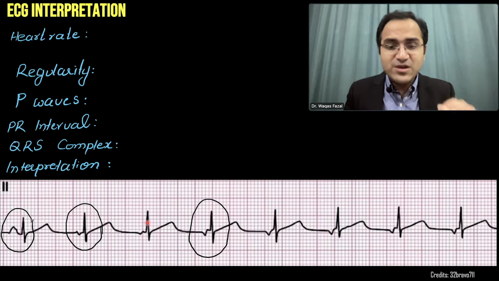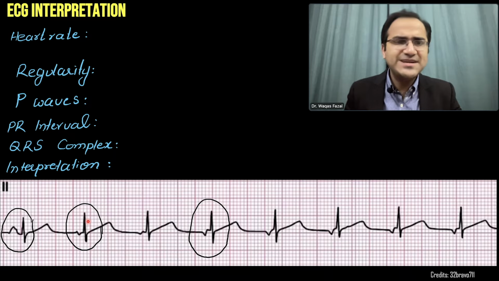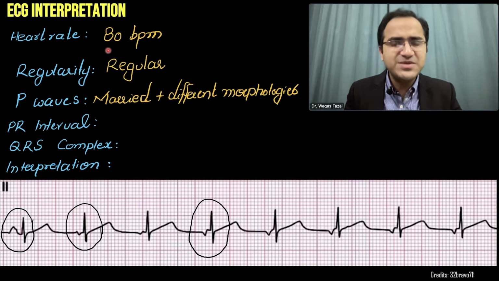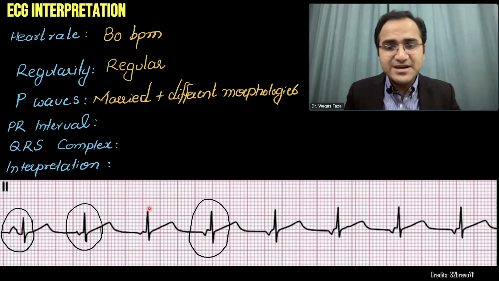Now if you calculate the heart rate, there are 1, 2, 3, more than 3 large boxes. So 300, 150, 100 and almost 80 to 90 beats per minute. So 80 beats per minute is the heart rate of this rhythm. If you look at the RR interval, the RR interval is equal, so it is a regular ECG.